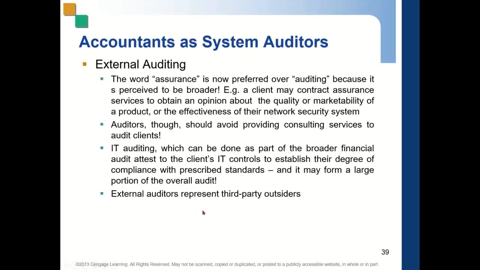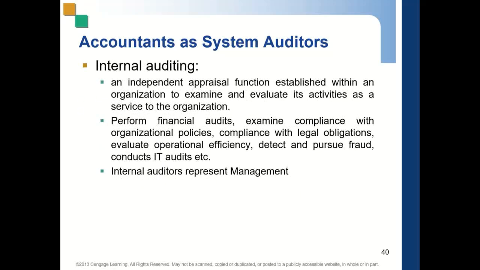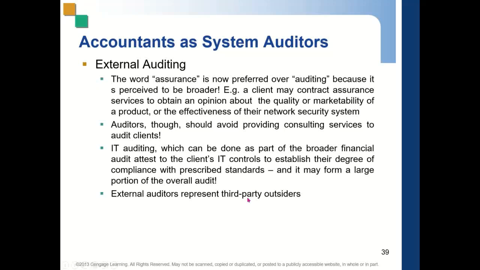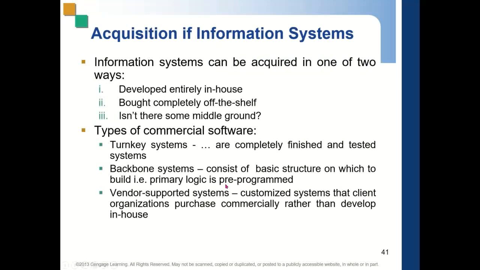So these are external auditors. They represent third-party outsiders. People may be thinking about investing in your company, maybe buying shares. So they need some sort of assurance that can only come from external auditors as opposed to information that comes from within. But also internally, management will want things to be checked. Are things being done according to regulations? So there will be internal auditors that represent management. So the external auditors represent third-party outsiders, and the internal auditors represent management.